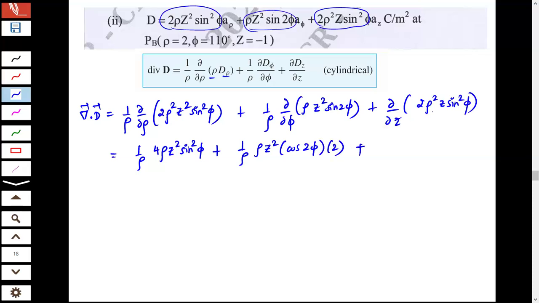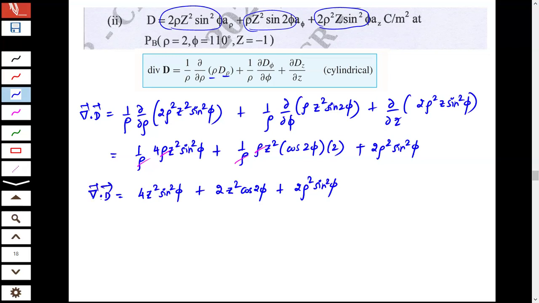And the last term has to be differentiated with respect to z. So it is 2 rho square sine square phi. So you will get this rho and rho getting cancelled, this rho and rho getting cancelled. We'll be having 4 z square sine square phi plus 2 z square cos 2 phi plus 2 rho square sine square phi. This is del dot D.